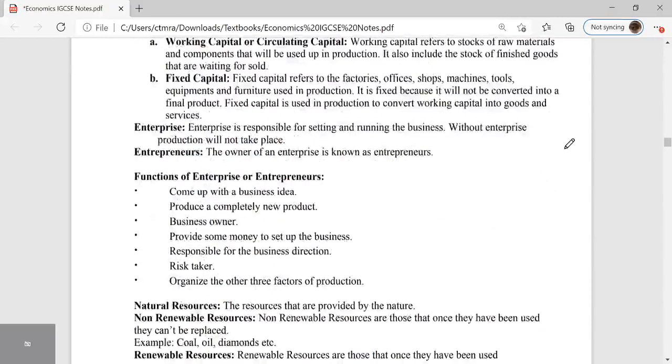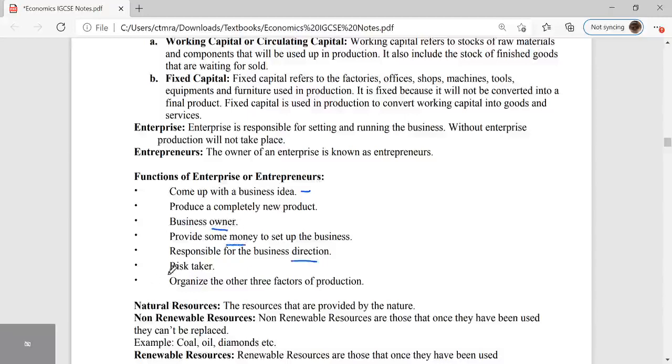And the last one is enterprise or entrepreneur. Enterprise is an organization which organizes all the other resources for production. And an entrepreneur is basically the owner of the enterprise. These are individuals or groups of individuals who come up with a unique idea, a new product, and they're the owner. Then they provide money to set up the business. Then they're also responsible for directing the business.